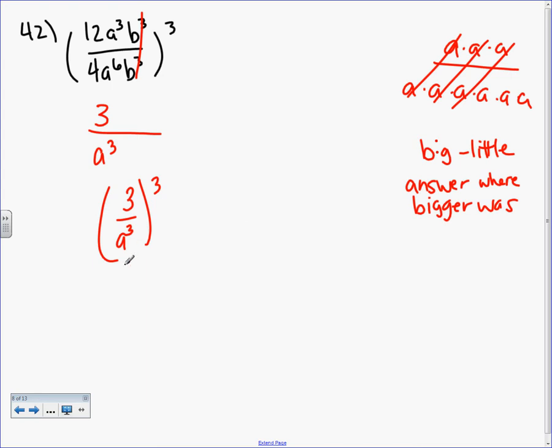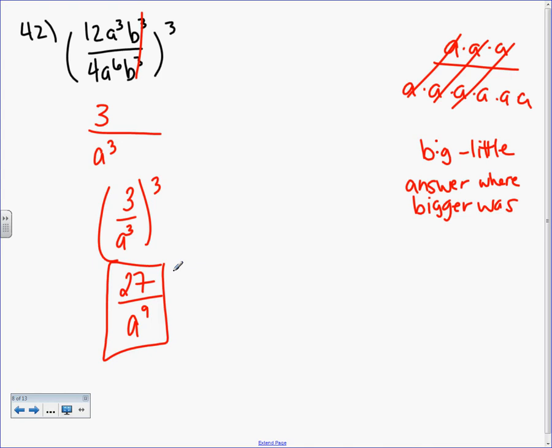So what's 3 cubed? 27. Use your calculator. What do I do with the 3 and the 3 for the a? Multiply. So it's a to the 9. A to the 9. There's nothing else you can do. That one's done. Questions?